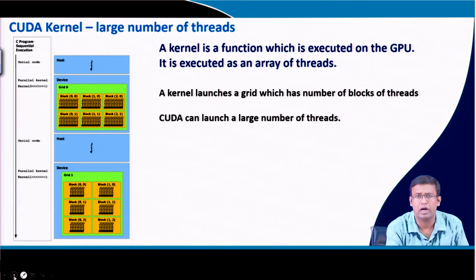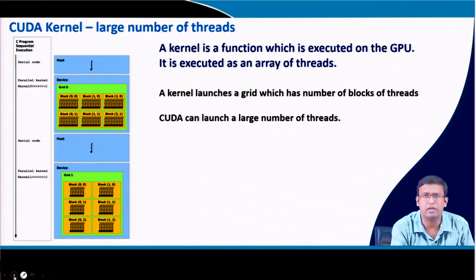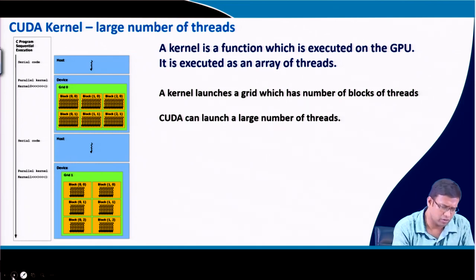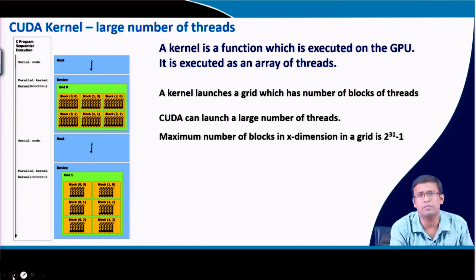CUDA can launch a large number of threads, and in any practical CUDA program there is granularity in terms of threads, and we can launch hundreds, thousands or tens of thousands of threads. A great number of threads can be launched through the kernel. Again, block and grid are 3-dimensional structures. So a grid can have blocks in all 3 dimensions, a block can have threads in all 3 dimensions.